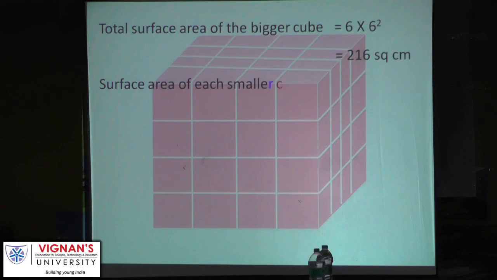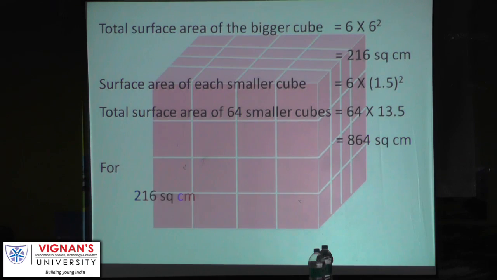Total surface area of the bigger cube, 6 surfaces. The area of each surface is 6 square because the edge is 6. So 6 into 6 square, now 216 square centimeters. Surface area of each smaller cube, 6 surfaces, each surface is 1.5 square, because the edge is 1.5 into 1.5. So total surface area of 64 such smaller cubes, 64 into the area of 1, that is 864 square centimeters.